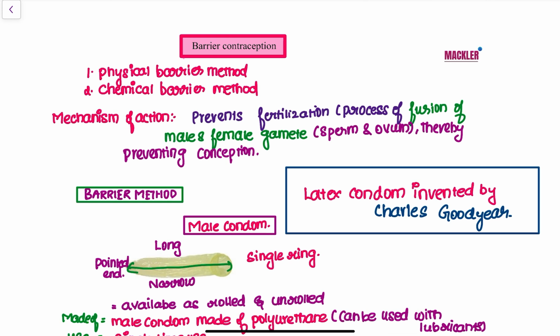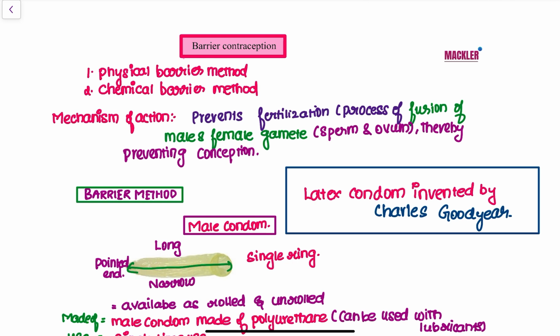While talking about barrier contraception, we have divided it into two things. One is the physical barrier method and the second is the chemical barrier method. Even physical plus chemical barrier methods can also be used. All these things will be discussed in later sections. To be more particular, barrier contraception could be a physical barrier as well as a chemical barrier. Now what is the mechanism of action by which these barrier contraceptives act?